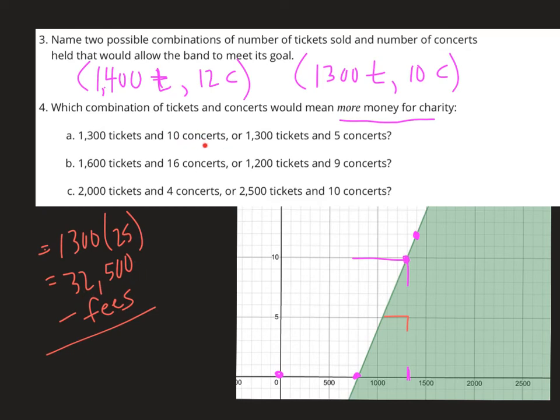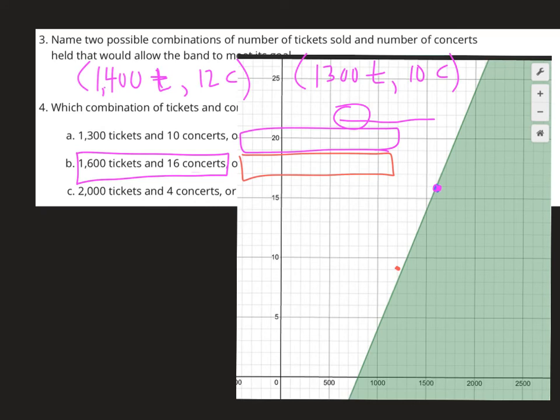Now, if you have 10 concerts, you're going to pay $12,500 in fees. Versus 5 concerts, you'll pay half the fees, right? So $32,500 minus the fees, more fees for 10 concerts than there is for 5. So I think the one that yields more money is the 1,305, okay? How about 1,600 tickets and 16 concerts, or 1,200 tickets and 9 concerts?